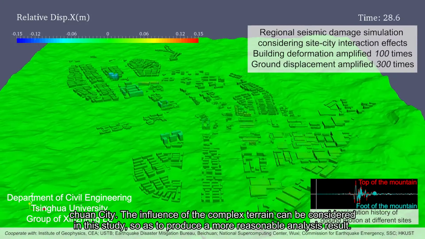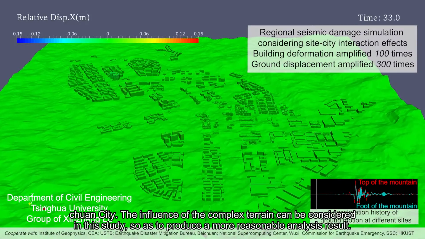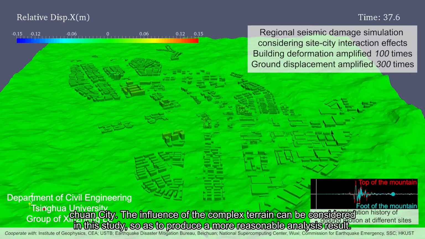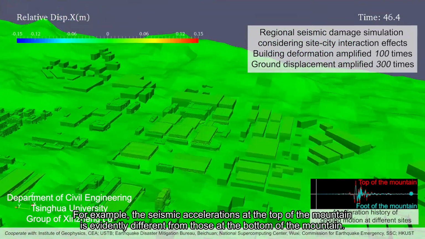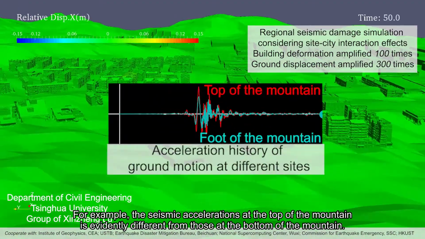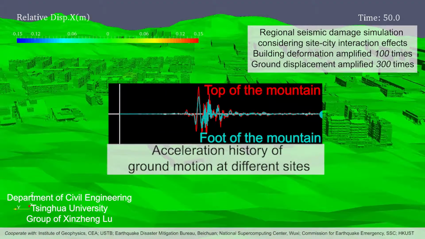The influence of the complex terrain can be considered in this study, so as to produce a more reasonable analysis result. For example, the seismic accelerations at the top of the mountain are evidently different from those at the bottom of the mountain.